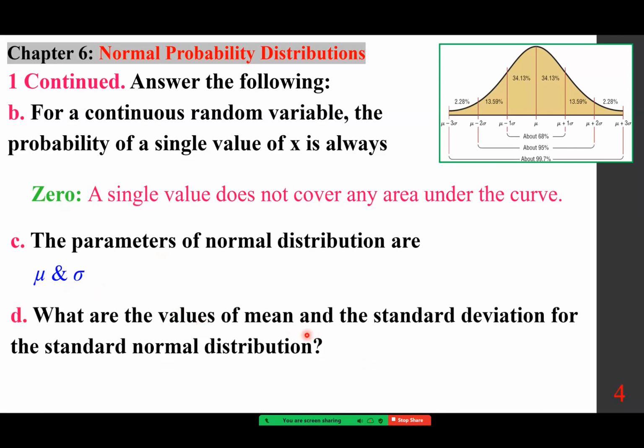What are the values of mean and standard deviation for the standard normal distribution? This we call SND for short. Mu is 0, sigma is 1. And this is the concept known as the Z-score. Z-score refers to a normal distribution with mu being 0, sigma being 1. SND, standard normal distribution.